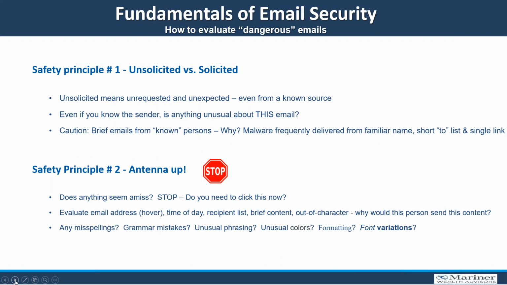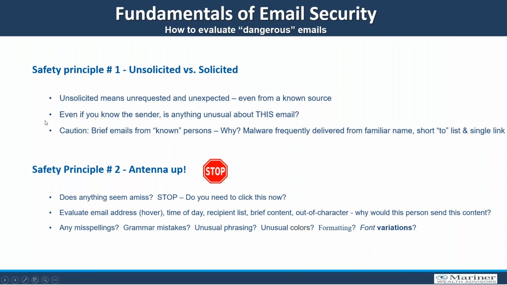So here are 4 principles. Safety principle 1, unsolicited versus solicited. Recognize the difference between solicited and unsolicited. So you may receive an email from Ray, who you know and trust, but if you didn't request it, it's unsolicited. Same thing with anybody you communicate with regularly. It may be expected, but just understand when it's unsolicited, pay a little bit higher level of caution, in some cases a lot higher level of caution if it's not specifically requested. So you request something from your Mariner Wealth Advisor and they respond, that's solicited.